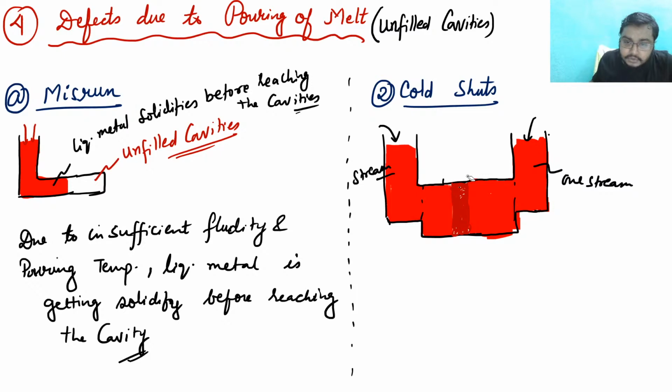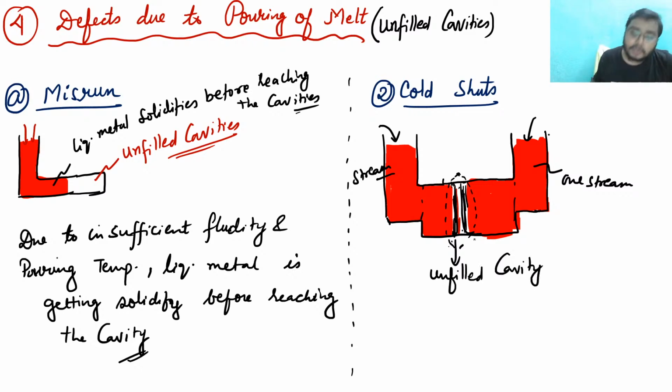So what happens actually is, up to this point the molten metal is there, and up to this again the molten metal is there, and they are not fused properly. So there is an unfilled cavity here, and this unfilled cavity is known as cold shut.